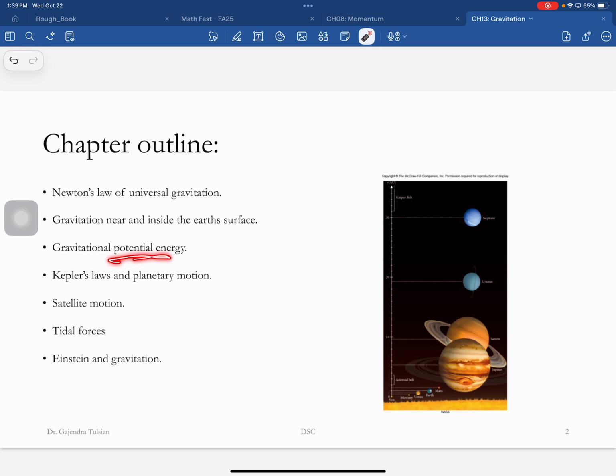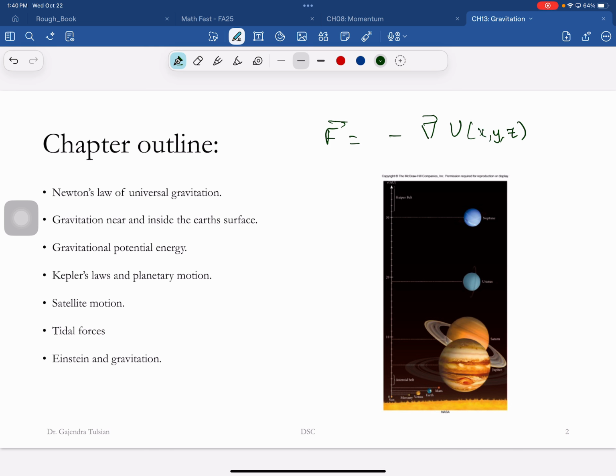When can you associate a potential energy with a force? When it's a conservative force. Okay, so that's when you can associate a potential energy. What that means is, if you remember, the force can be written as the gradient of the potential energy. Okay, so that's when you can, but anyway, we won't worry about that.